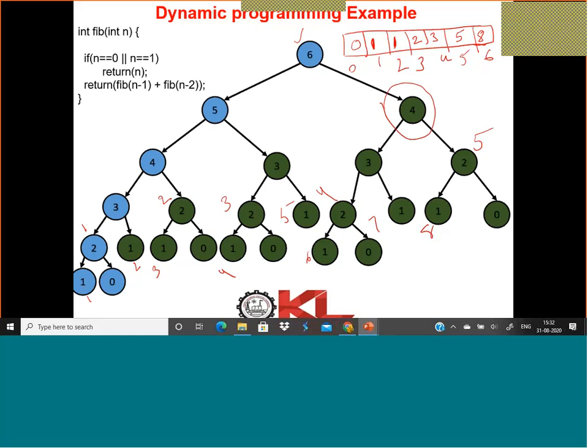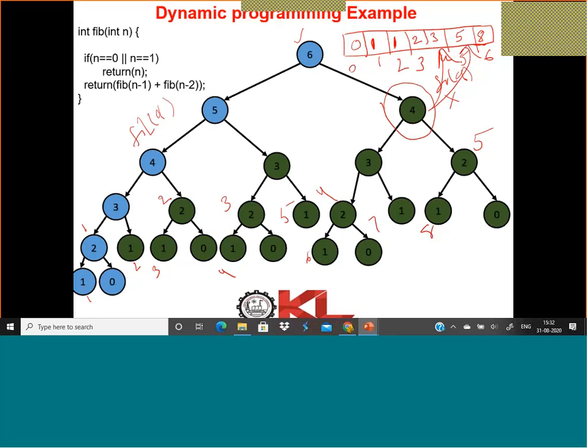Why I am saying dynamic is, here you are saying fib of 4, and here also you are saying fib of 4. But here the function is invoked, and here the function is not invoked because the value is retrieved from the database. That is the dynamic behavior of your program. Because of this dynamism, we are reducing the time complexity drastically.